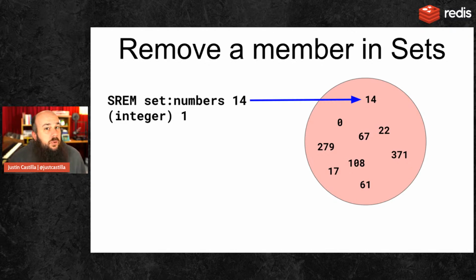And if I want to remove a member from my set, I'll call SREM, followed by the key, of course, and then the actual member, so 14 in this case, and that will be removed.